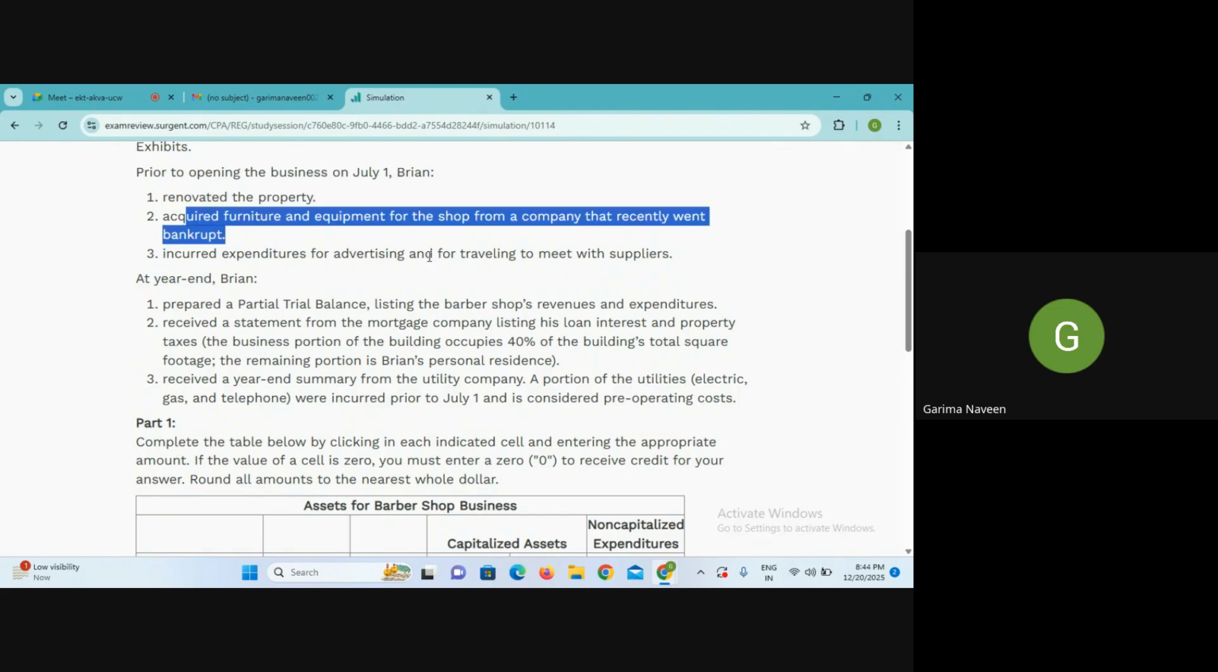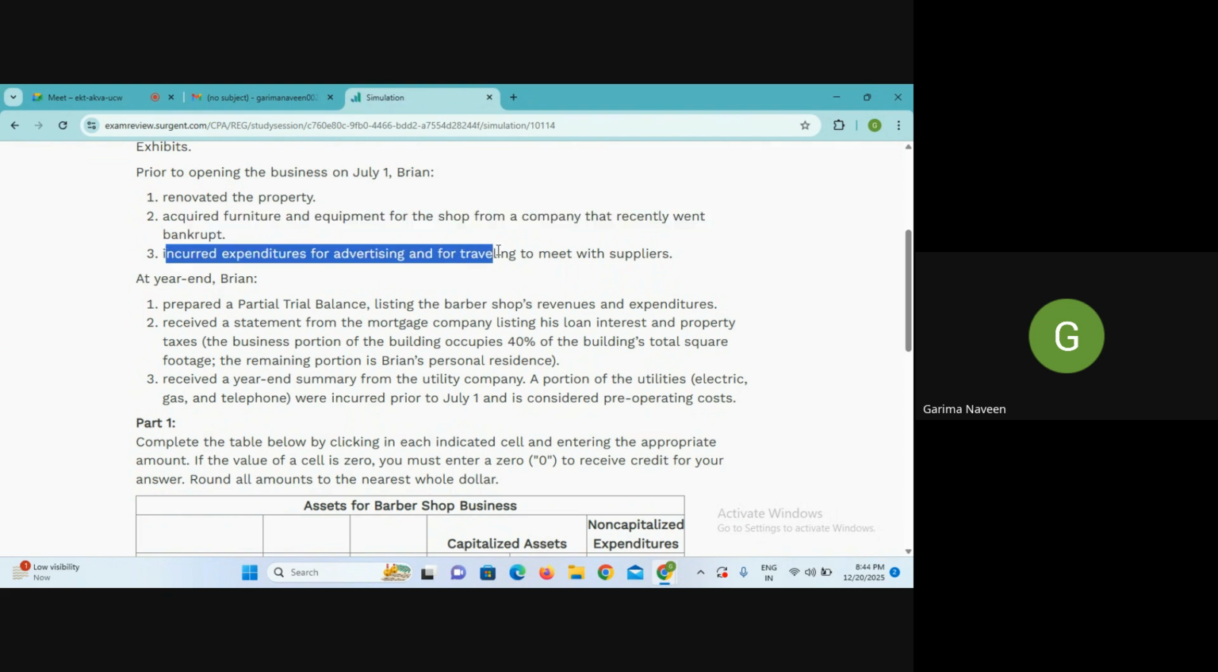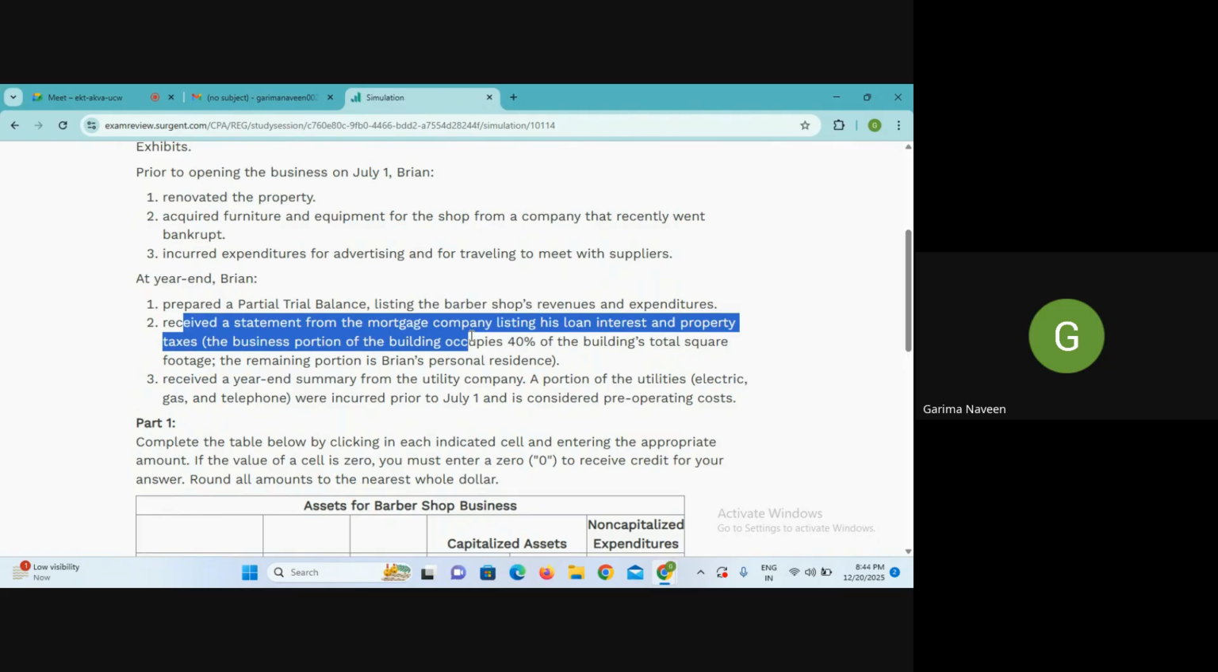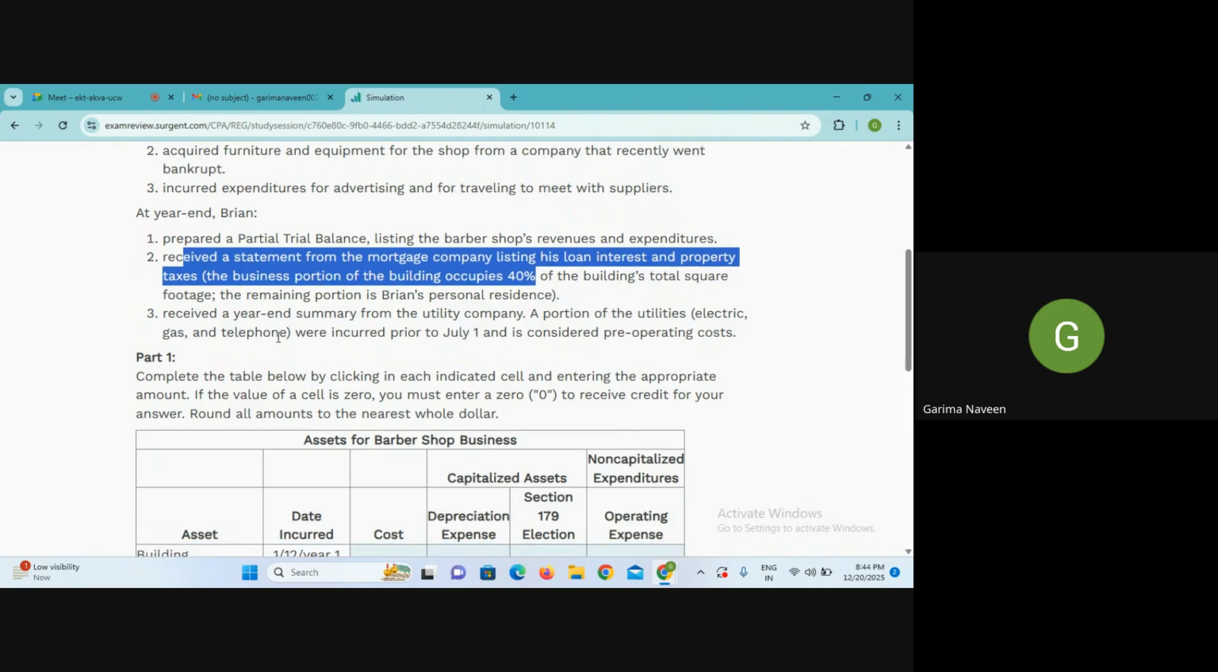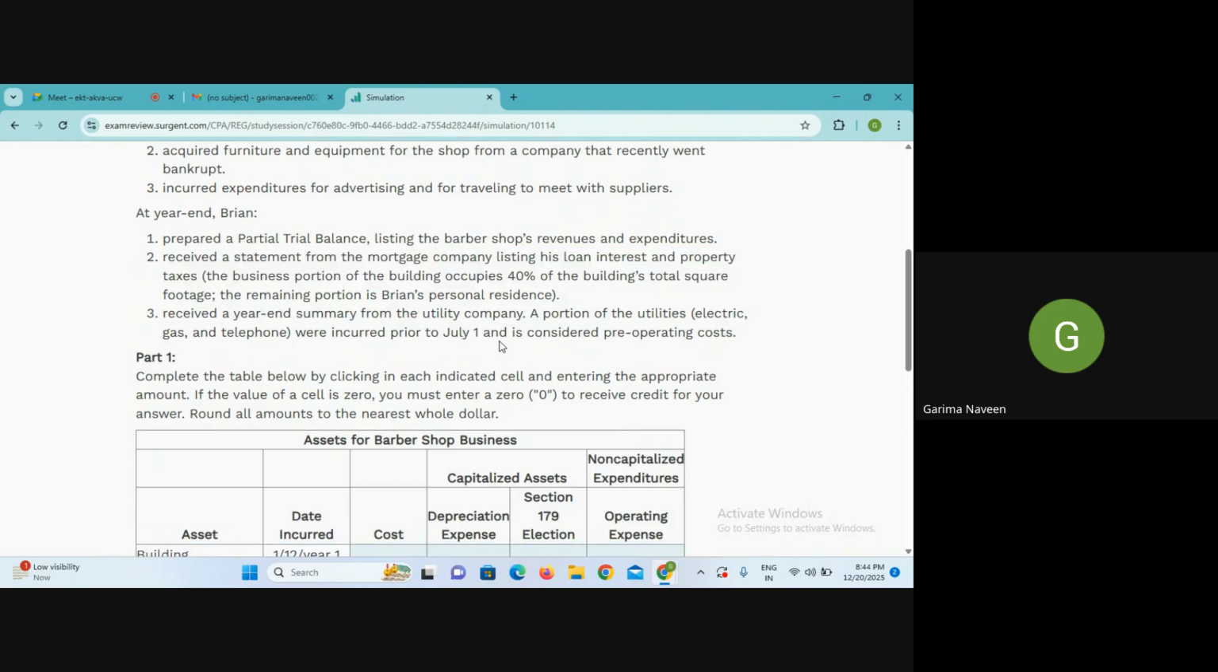Acquired furniture and equipment, incurred expenditure for advertising and traveling to meet with suppliers. At year end, he is preparing a partial trial balance listing the barber shop's revenue and expenditure. Received a statement from the mortgage company listing his loan interest and property taxes. Received a year-end summary from the utility company.